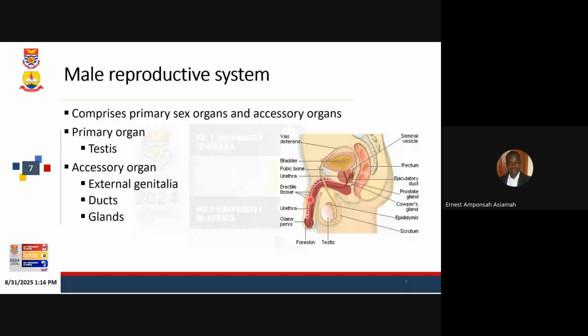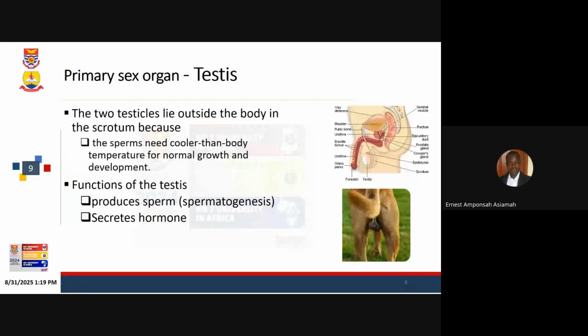We have external genitalia. Then we also have a system of various ducts which are present. Then we have glands, which produce secretions. We will look at the testis, which is a primary sex organ. We have two testicles, or testes, and they lie outside the body in a scrotum.